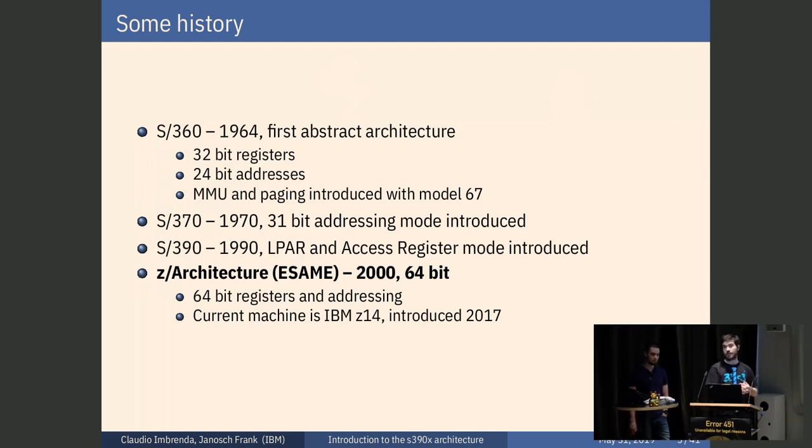In the 70s, they decided that maybe 24 bits were not enough, so 31-bit addressing mode. Yes, 31. And some other innovations, but we're not going to cover that. In the 90s, more extensions, LPAR, and access register mode, which we will discuss. And finally, in 2000, a 64-bit version, also called Z architecture, or IBM Z, or the name changes every time there is a new machine, basically. 64-bit registers, 64-bit addresses, and the current machine is the Z14, introduced in 2017, so it's quite recent. This is the history.